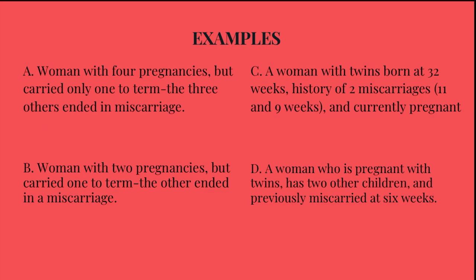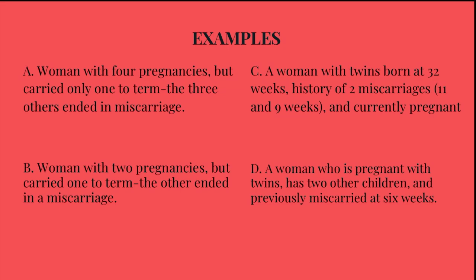So looking at example A, we have a woman with 4 pregnancies, but has only carried one to term. The 3 others ended in a miscarriage. So GPA, right? So gravida. So she's had 4 pregnancies, so G4, but only carried 1 to term. So para 1, and has 3 miscarriages, so A3. So her GPA is G4P1A3.